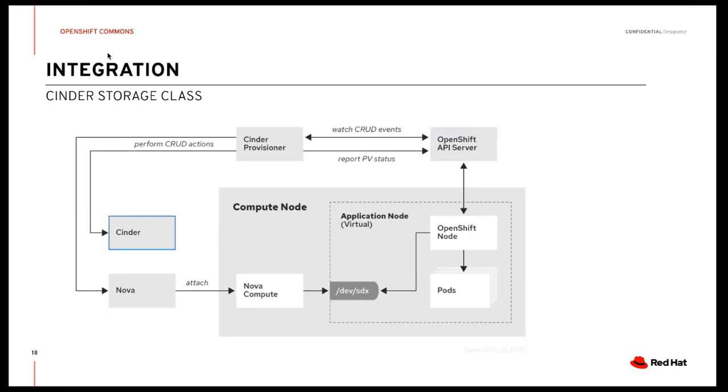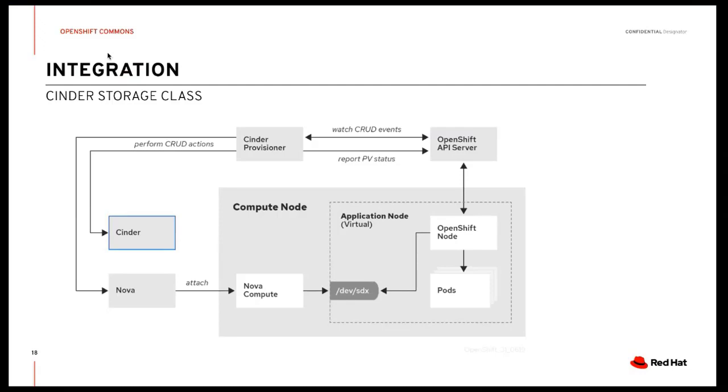So for the storage networking, we have an OpenShift Cinder provisioner that basically watches the OpenShift API endpoint to intercept events related to creating, updating, and deleting a storage device. So this kind of depicts the workflow.